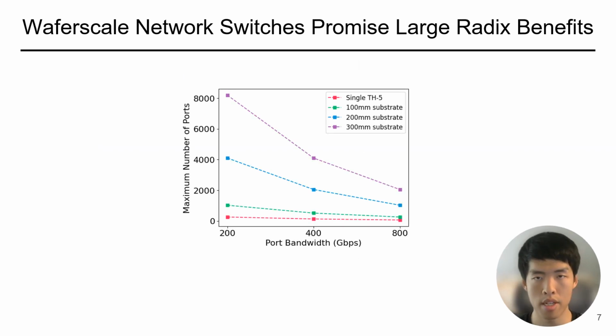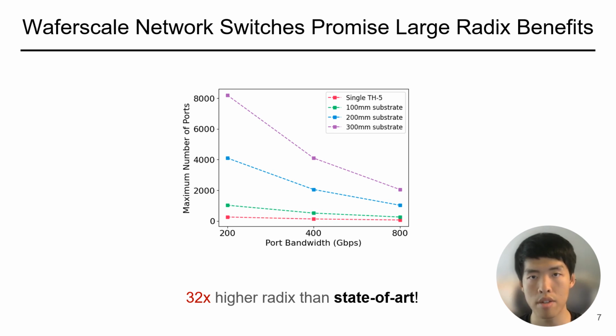Our proposal promises large radix benefits if we just look at how many SSE dies could be fit on the substrate. Here, the x-axis shows the bandwidth per port in gigabits per second, and the y-axis shows the maximum achievable radix. At 200 gigabits per second, we could achieve radix of 8192, 4096, and 1024 for 300, 200, and 100 millimeter substrate, respectively. 8192 is 32x higher radix than state-of-the-art, a radix 256 Tomahawk 5 switching ASIC, or TH5.